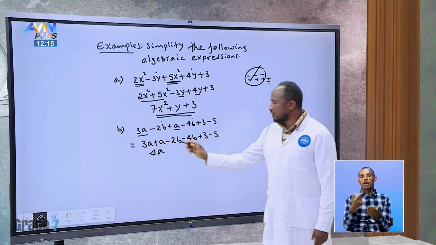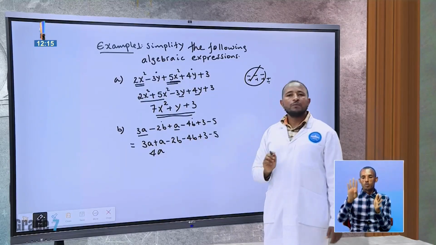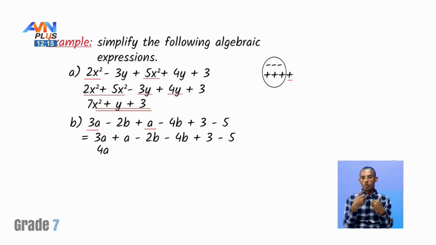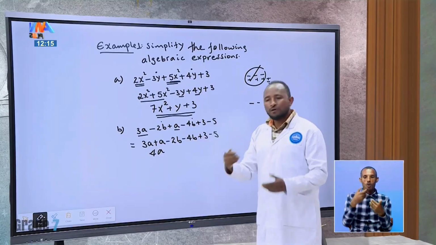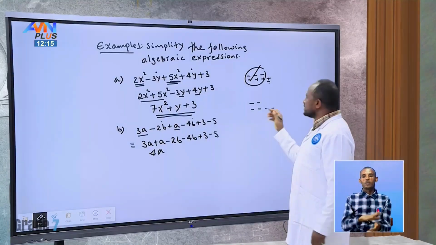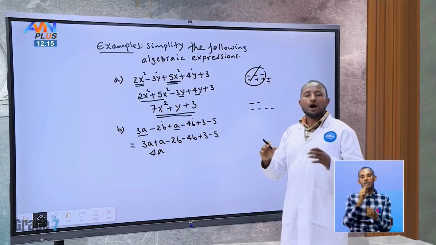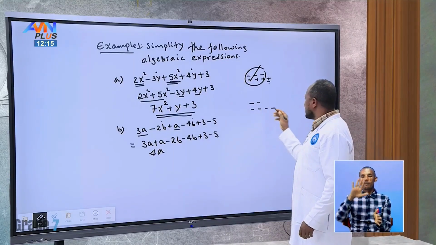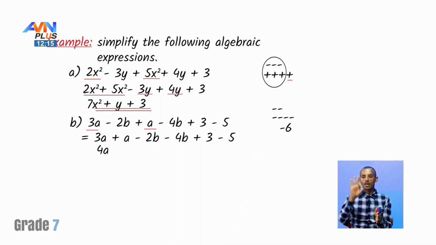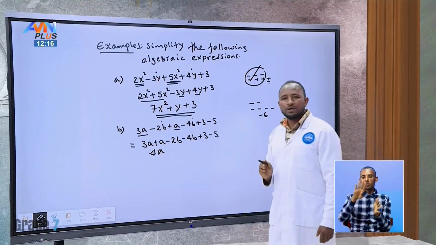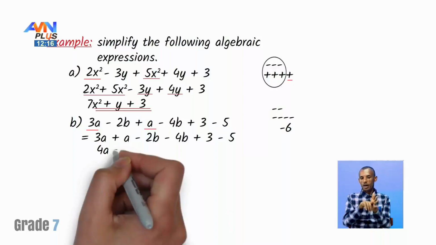Now, let's add these two. Here you have minus 2b and minus 4b. Here you have 2 negatives, and again you have 4 negatives. 1, 2, 3, 4. In this case, they do not cancel out. You will have more negatives. Let's count: 1, 2, 3, 4, 5, 6. Therefore, the answer will be negative 6, so minus 2b minus 4b gives you minus 6b.